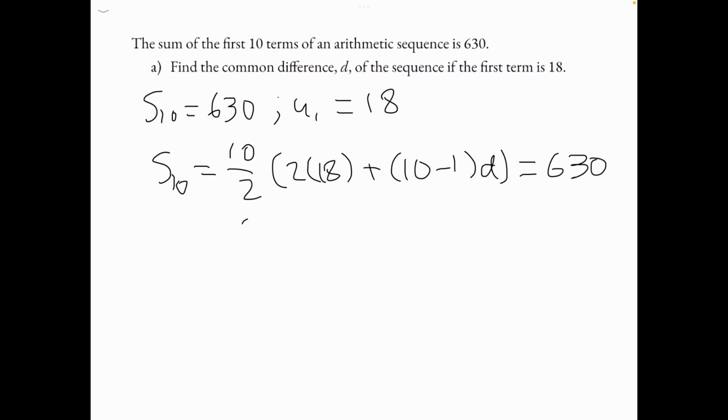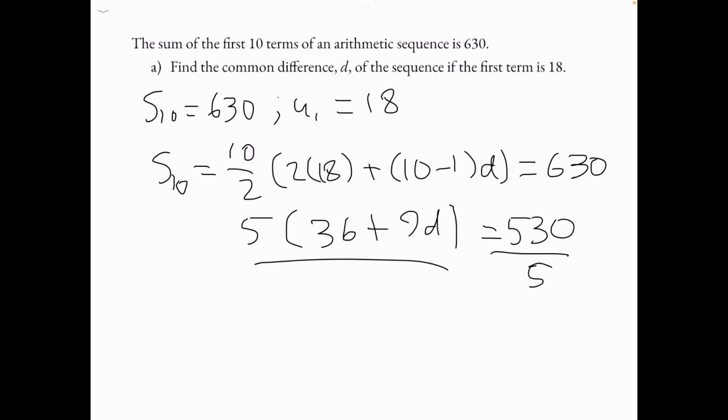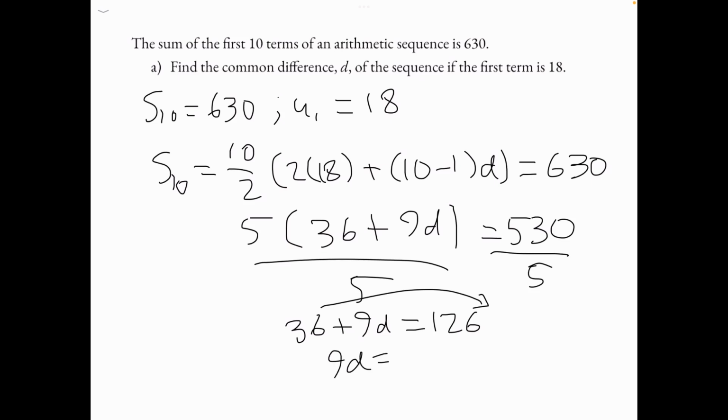Now divide this, 36 plus 9D is equal to 630. Divide both sides by 5. Now we have 36 plus 9D is 126. Bring the 36 to the other side. So it becomes 9D is equal to 90. Divide both sides by 9. And therefore D is equal to 10.